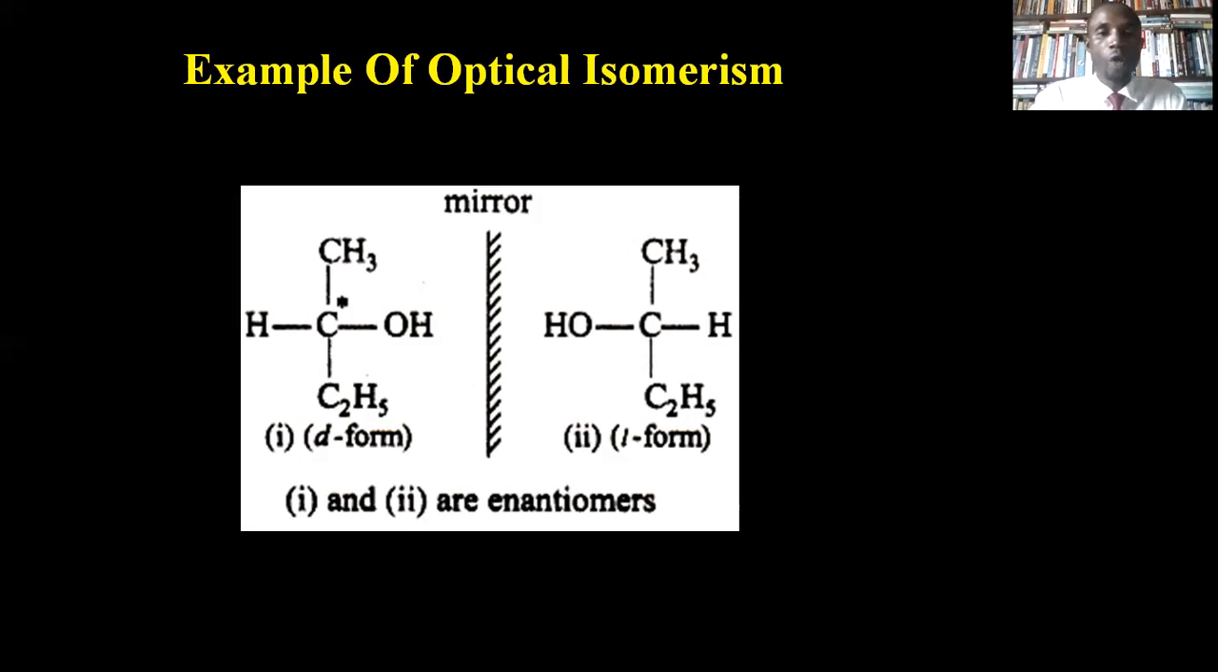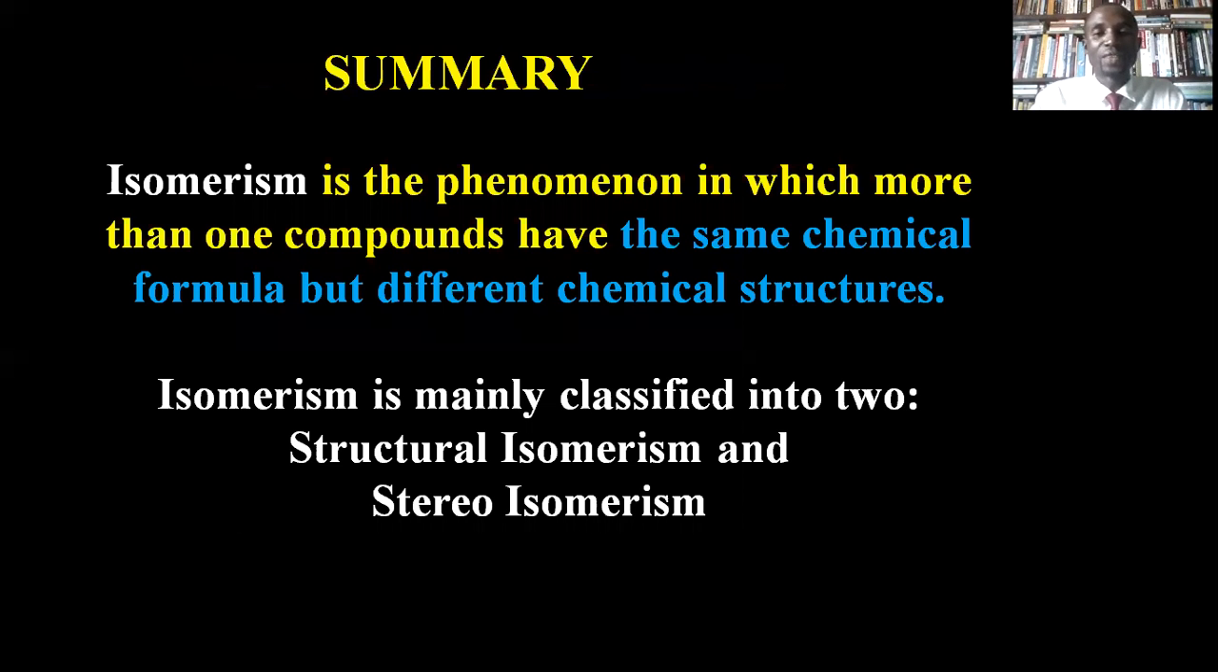All right. So far, we have said that isomerism is a phenomenon in which more than one compound has the same chemical formula but different chemical structures. Isomerism is mainly classified into two: structural isomerism and stereoisomerism. These are the basic two, and with that we now have subdivisions or classifications under them.